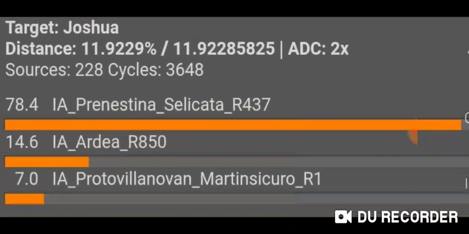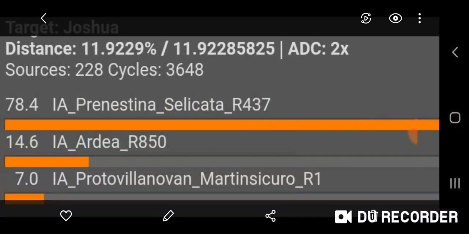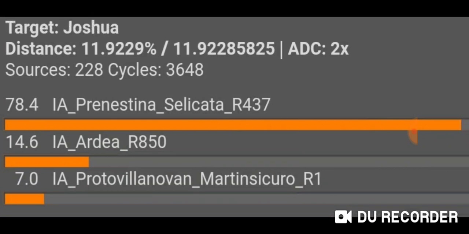And so when I do that, I get 78.4 Iron Age Prenestina Silicata R437, 14.6% Iron Age Ardea R850, 7.0 Iron Age Proto-Villanovan Martin Sicaro R1. And so these are results from Iron Age Central Italy, in the area near Rome, south of Rome, east of Rome, Roman Italy from the Iron Age.